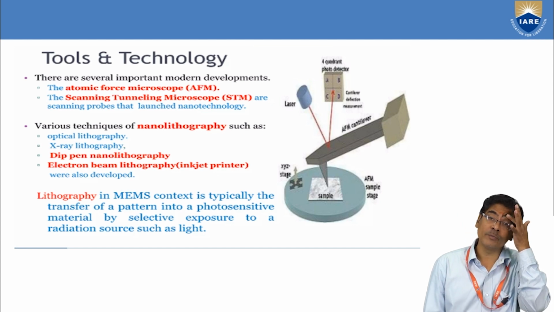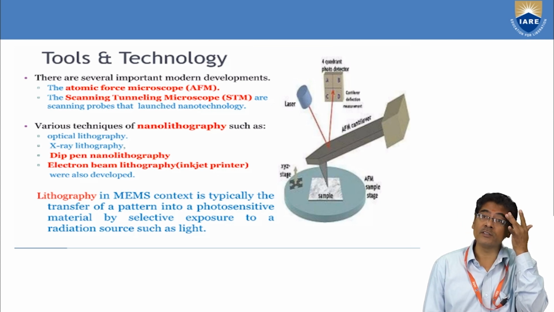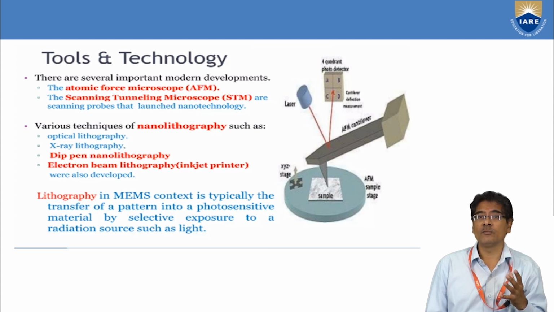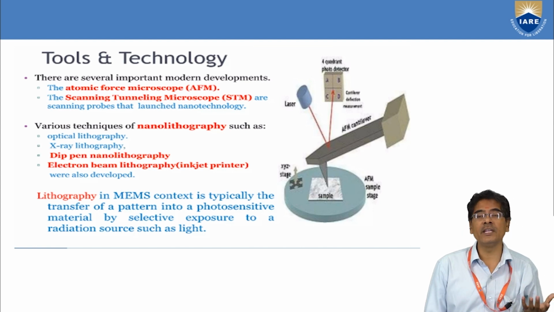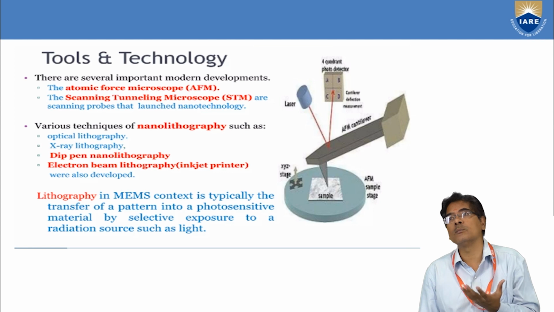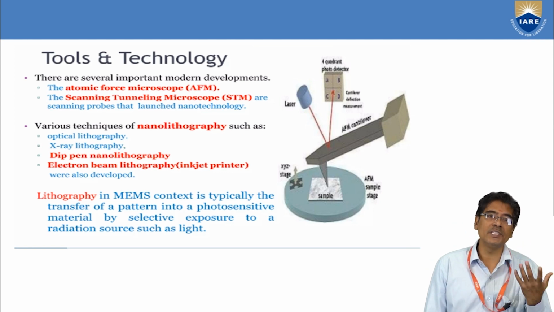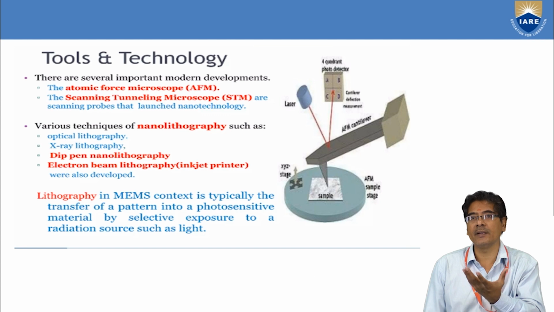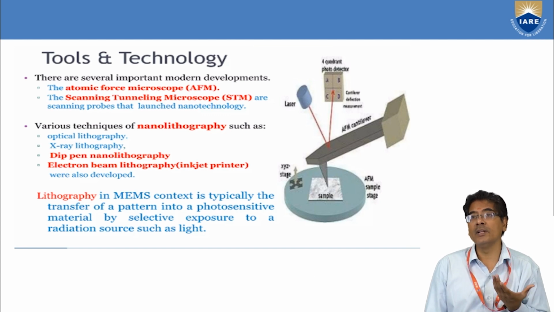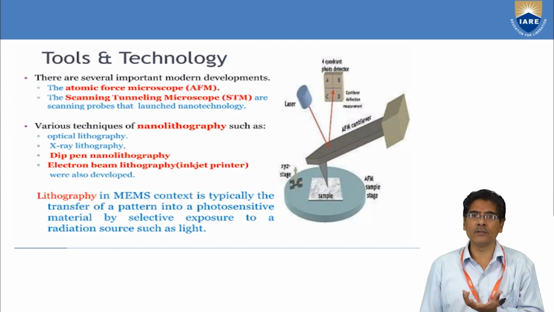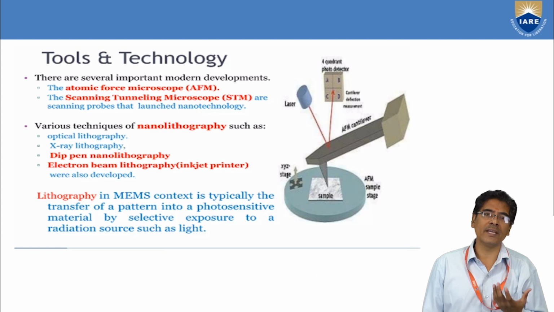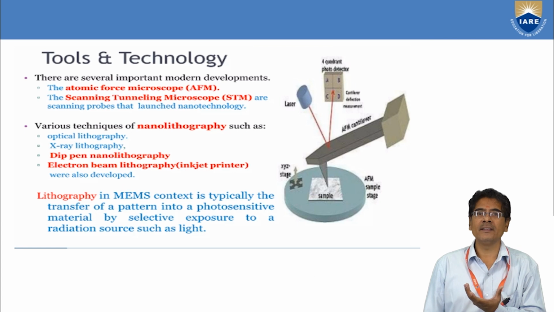The other is the atomic force microscopy, with which we can see the surface morphology. So there are various methods of fabrication of nanomaterials. Not only the synthesis of nanomaterials like the top-down or bottom-up approach, there are other methods by which nanostructures can be fabricated. These are various techniques of nanolithography, such as optical lithography, that is photolithography, or X-ray lithography, and dip pen nanolithography, and the electron beam lithography, that is E-beam lithography.